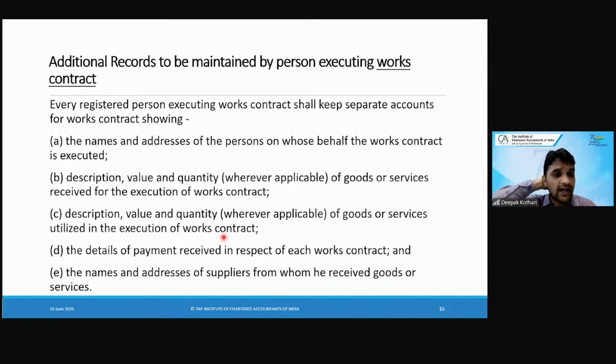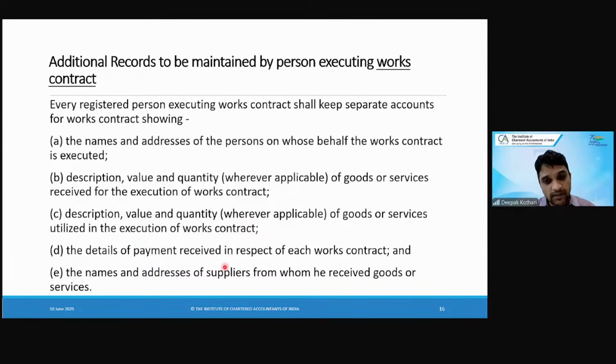So for that you have to maintain separate records, which is the name of the person on whose behalf you are doing the works contract, description of the goods which you have purchased, which you have physically received, and which you are utilizing for the works contract job.